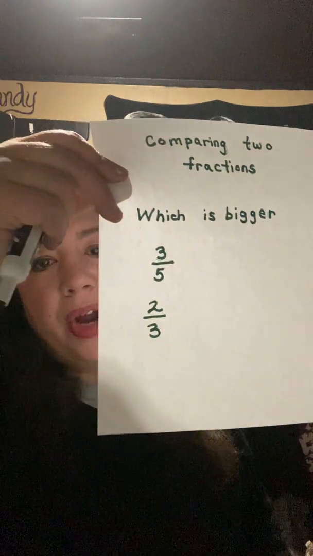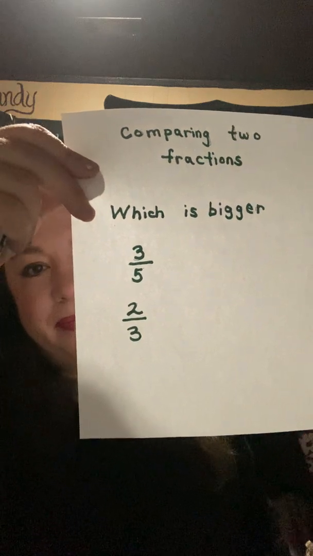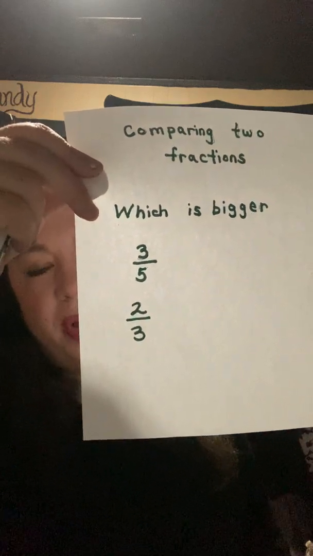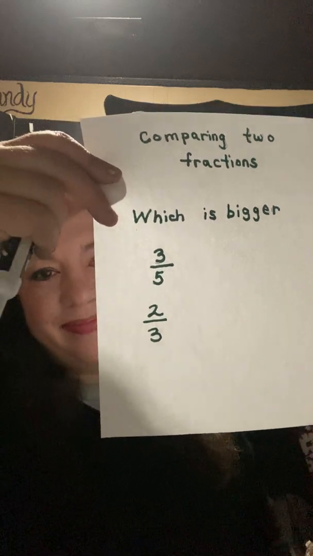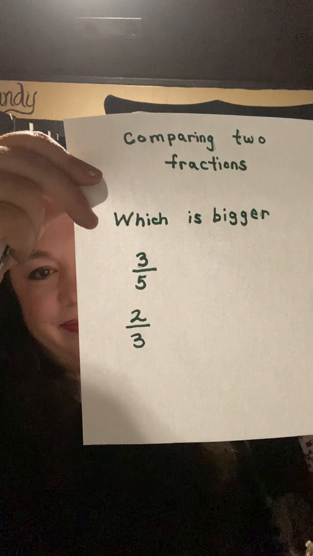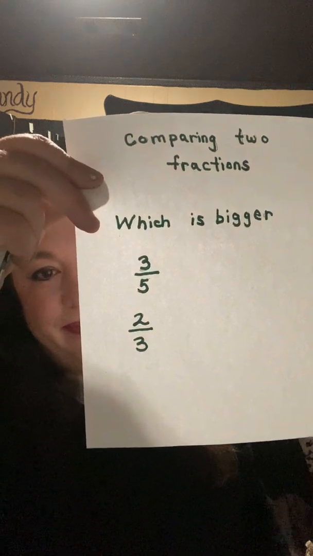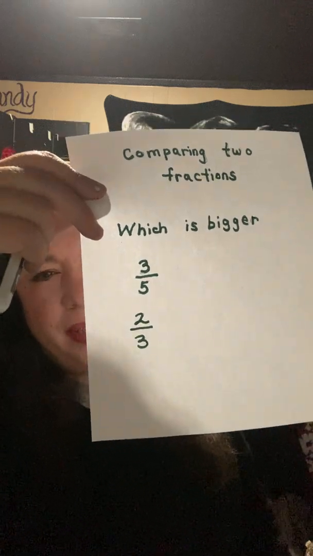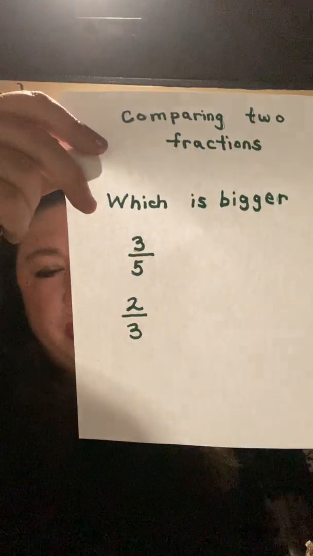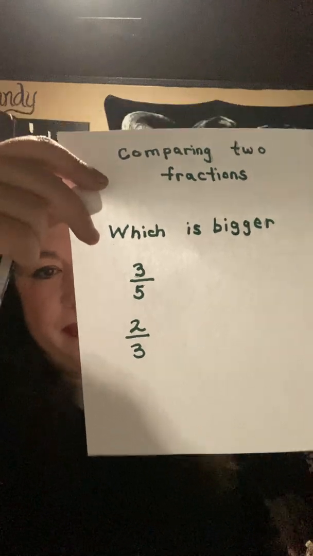So let's compare two fractions. Which one is bigger, 3/5 or 2/3? They have different numbers on the bottom. So how can you compare them? How can you compare two numbers that have different numbers on the bottom?